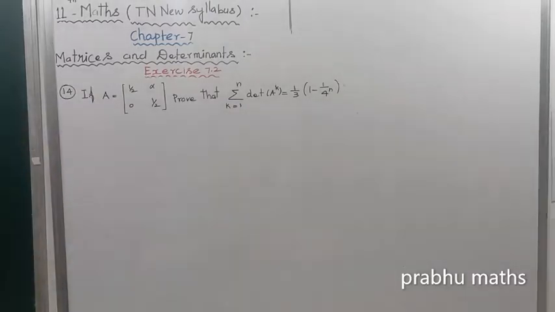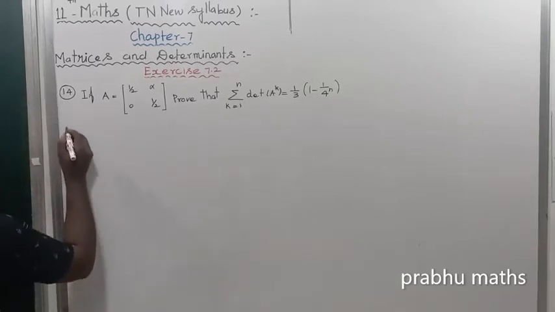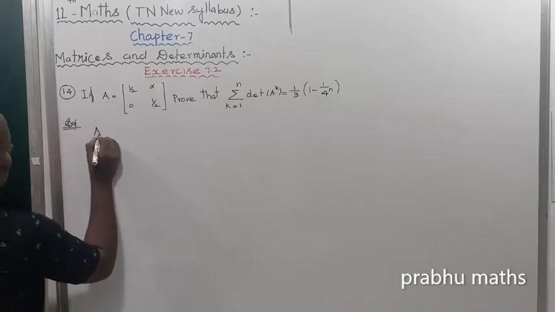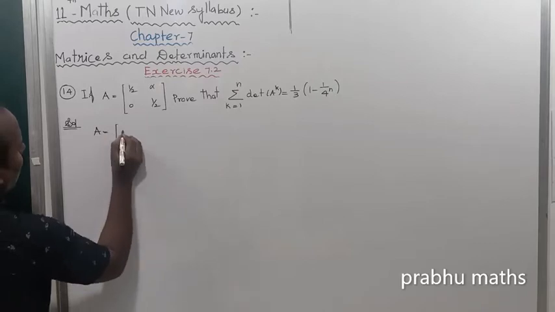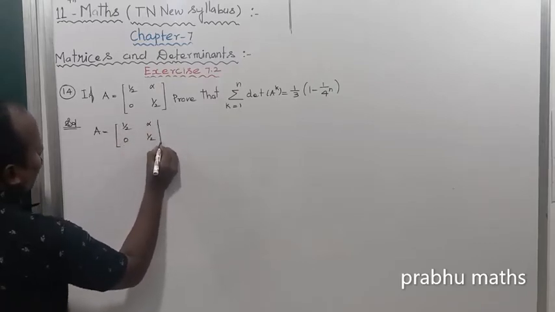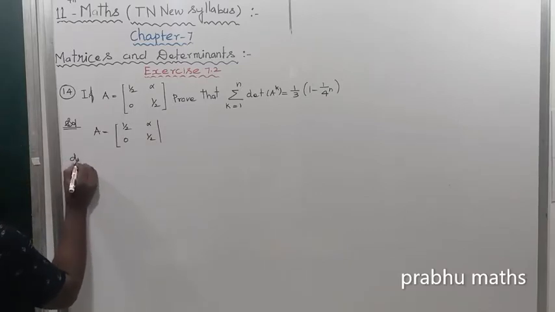First of all, the values of k vary from 1 to n, it is correct. Okay. So, solution: first, to find the value, let us take the A value. A equals the matrix with 1 by 2, alpha, 0, 1 by 2. That is the A value. So first, to find the det value.